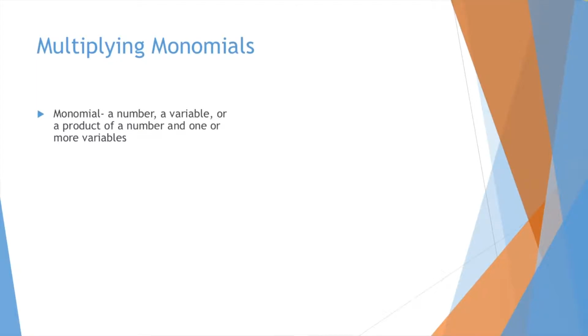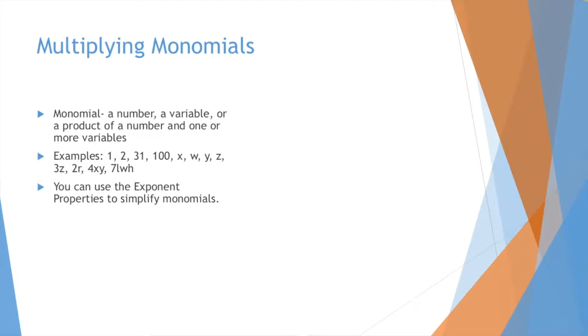Well, what is a monomial? A monomial is a number, a variable, or a product of a number and one or more variables. So here's some examples. A number: 1, 2, 31, 100. A variable: x, w, y, z. Or a product of a number and one or more variables: 3z, 2r, 4xy, 7l, wh. Those are all monomials. Monomial means one term. Those are all one term. So we can take those examples and multiply them together.